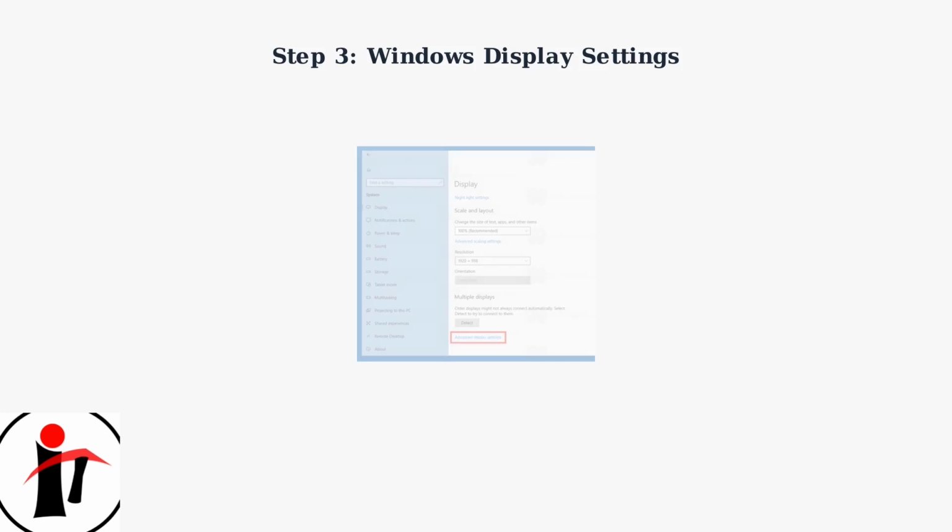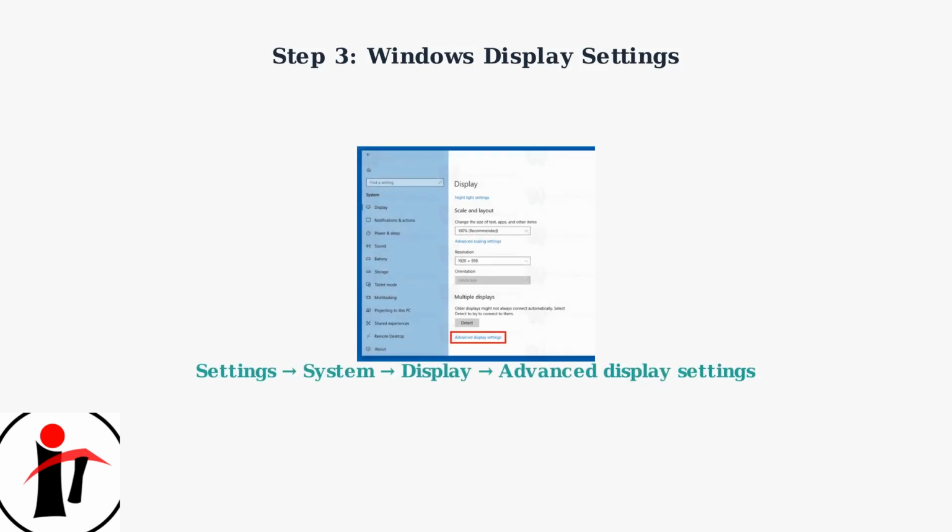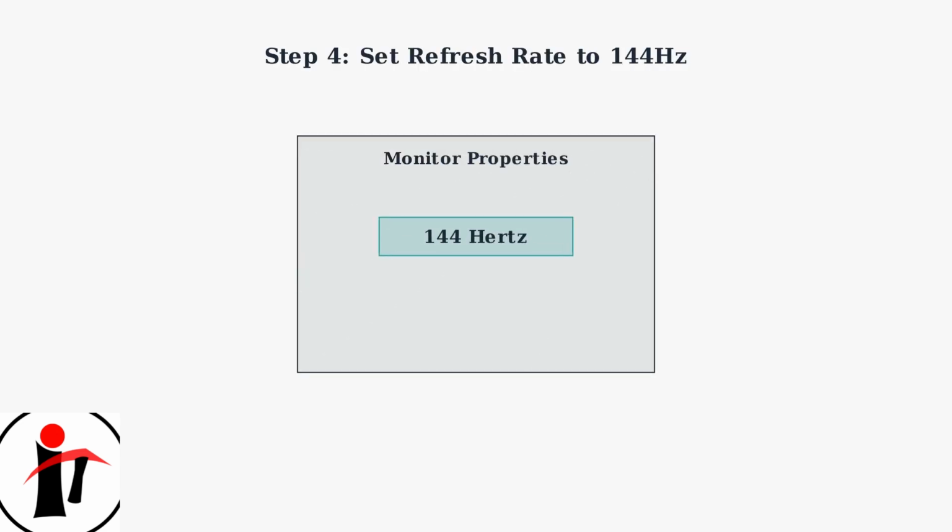Navigate to Windows Display Settings to configure the refresh rate. Go to Settings, then System, then Display, and click on Advanced Display Settings to access the monitor properties. In the Display Adapter Properties window, click the Monitor tab. From the Screen Refresh Rate drop-down menu, select 144 Hz and click Apply to save the changes.